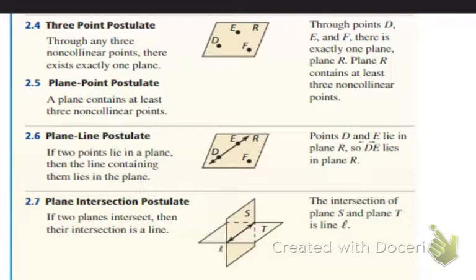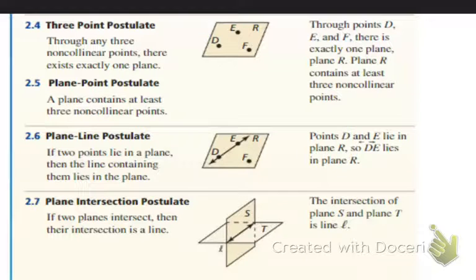Pretty much. I know. All right, 2.6 is the plane-line postulate. If 2 points lie in a plane, then the line containing them lies in the plane. I mean, you can't have the line outside of the plane if the points are in it. But try and think about if you were learning this at the beginning of the year, right after you learned all that. It might not be as smooth. But points D and E lie in plane R, so the line that is made by D and E is also in the plane.